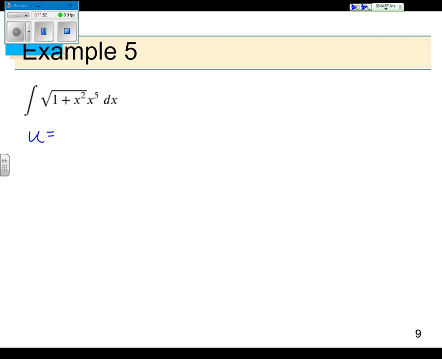All right, so just looking at this, u is equal to, has to be what's inside right there, 1 plus x squared. That's the only thing that really makes sense. So I've got this x to the 5th hanging out right here, so I'm going to have to deal with it in just a little bit. So my du is going to equal 2x dx.